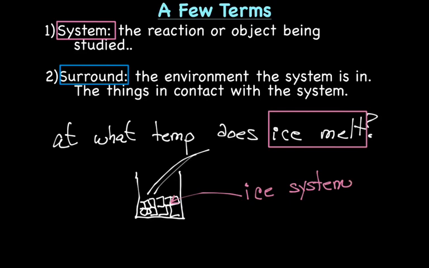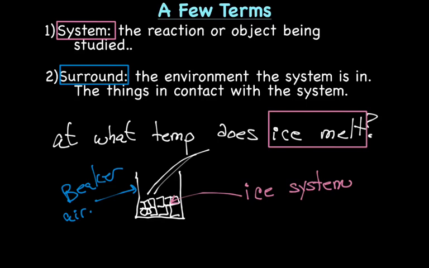And what is the surround in this case? The surround is the environment the ice is in. So the surround could be the beaker and possibly even the air surrounding the beaker, right? System, surround. System, again, is the reaction or the thing, the object we're studying. And the surround is the environment the system is in. It's the thing in contact with the system.